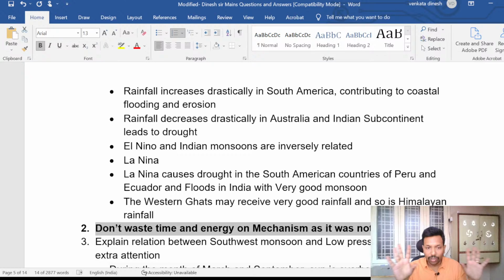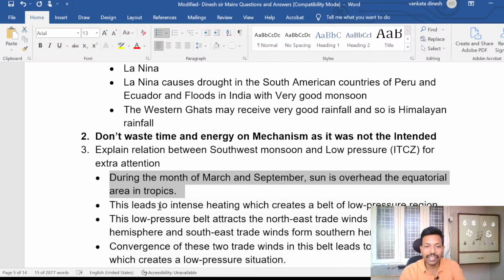Simple logic. Similarly, I have low pressure in one area, high temperature in one area, so winds all come to that area. That is what ITCZ is. Wherever we have ITCZ, the intertropical convergence zone, there we have low pressure. Low pressure is there, good monsoon is there. During the months of March and September, the sun is overhead at the equatorial areas, the tropics. This you may mention, you may not mention. But mentioning this shows that you know much. This leads to intense heating, which creates a belt of low pressure. This low pressure belt attracts northeast trade winds from the northern hemisphere and southeast trade winds from the southern hemisphere.